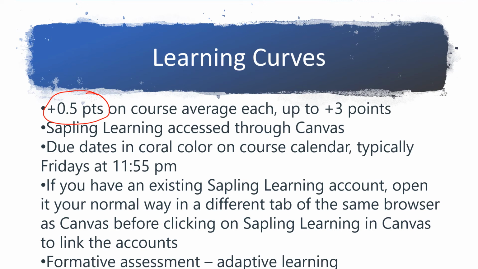The learning curve assignments are something that's called adaptive learning, and it's a little bit different approach. It is actually designed to help you learn as opposed to being homework assignments where you already know stuff and you're trying to demonstrate that knowledge. You access these through Canvas. The due dates will match up with the coral color on our course calendar. And let's see. Yeah, once again, I just have the warning about linking an existing Sapling account with your new account through Canvas or your continuing account through Canvas. We want to make sure that those two identities are linked.